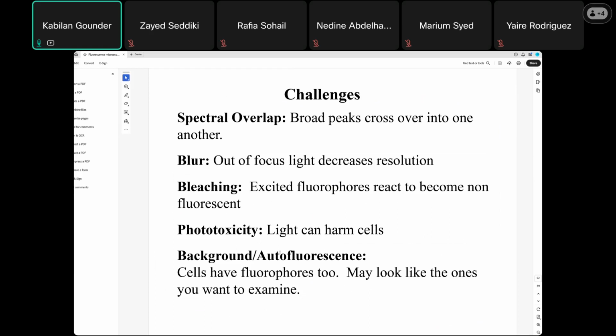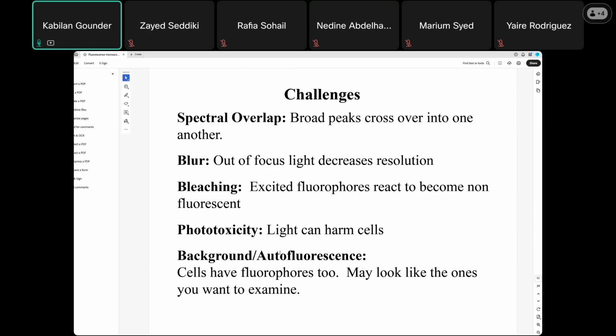Also, with multiple colors, if you use the FISH technique, broad peaks cross over into one another. That is another important thing you need to know, because you have to choose the range of colors if you want to study more than 2 or 3. Also, because the fluorophore will cover the expressed area, out of focus light is possible, which also reduces the resolution.